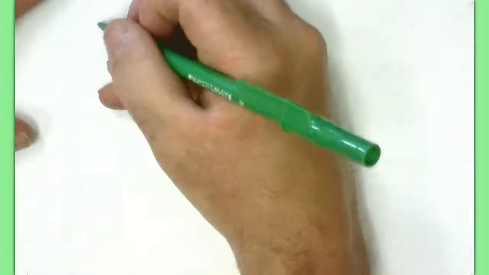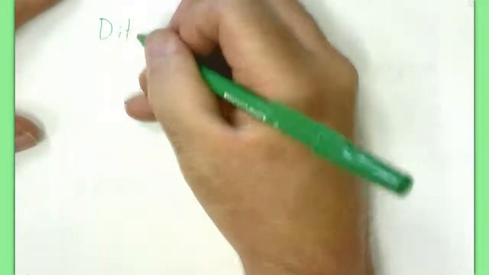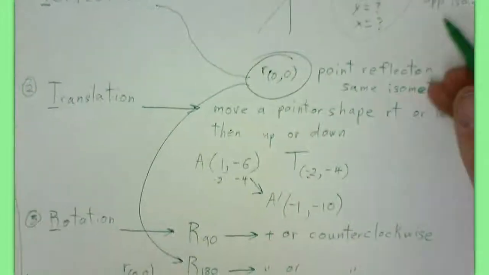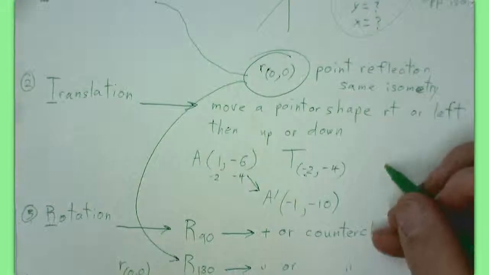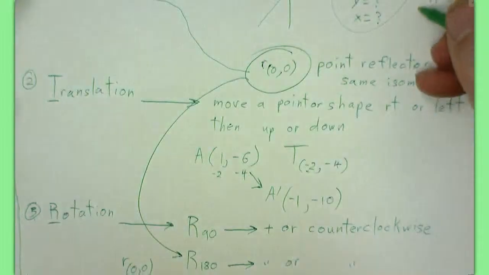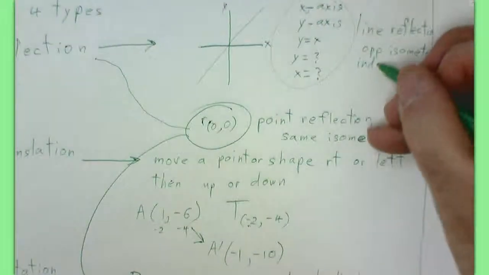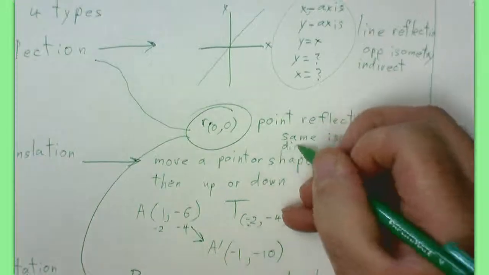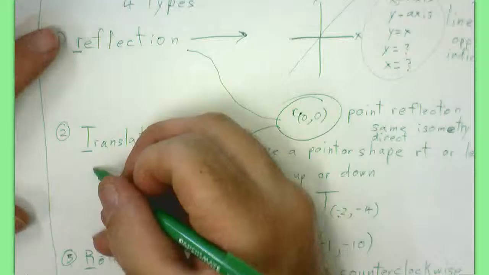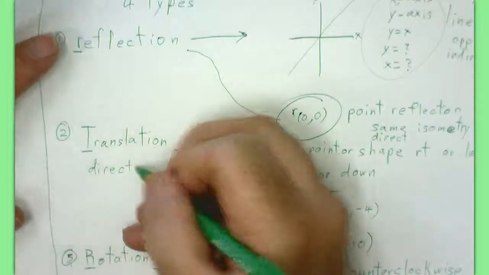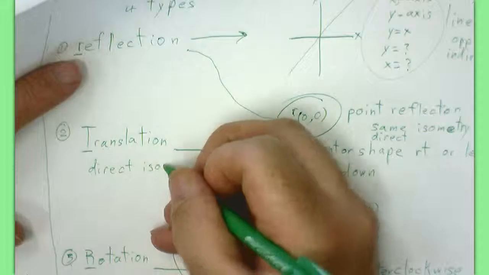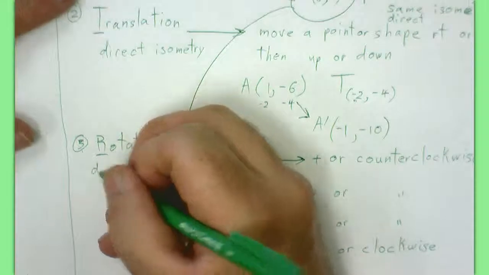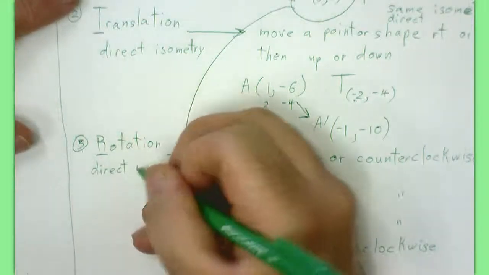The last one is a dilation. Oops, before we get back to that, I forgot to put isometries on there. A translation is, this is indirect. And this is direct. Translation is a direct isometry. And a rotation is also a direct isometry.